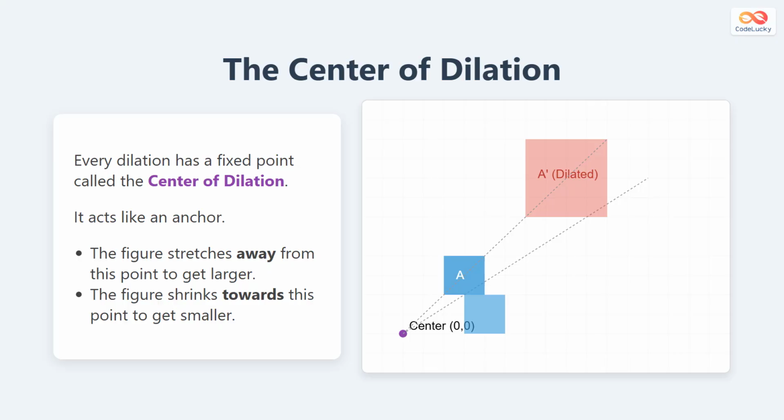Every dilation is anchored by a fixed point known as the center of dilation. This point does not move. The entire dilation happens relative to this spot. If a figure gets larger, it stretches away from the center. If it gets smaller, it shrinks towards the center.